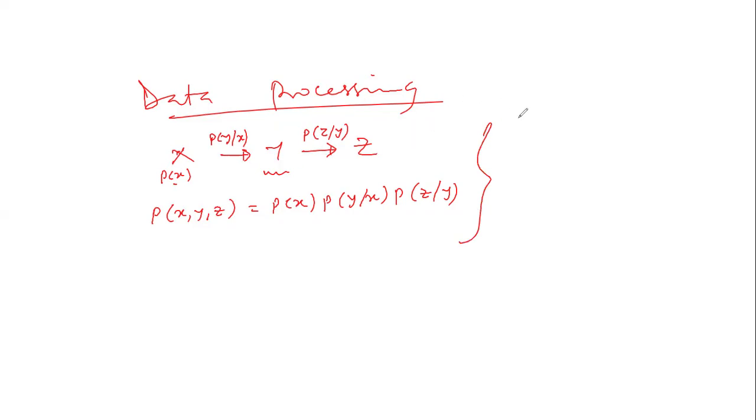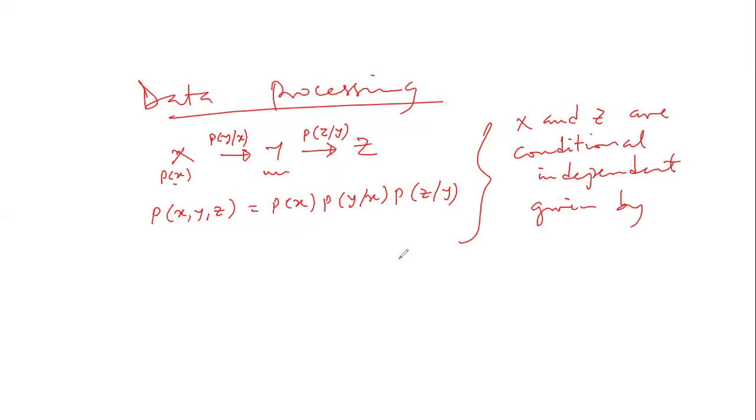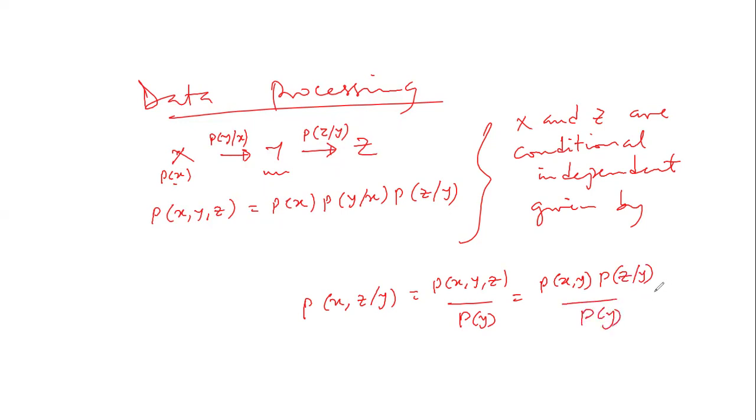So here, the implication is that this Markov chain exists if and only if X and Z are conditionally independent given Y. P of X, Z given Y is the same as P of X, Y, Z over P of Y, which is P of X, Y times P of Z given Y over P of Y, which is the same as P of X given Y times P of Z given Y. Well, all of this is explained in the videos and all of that.